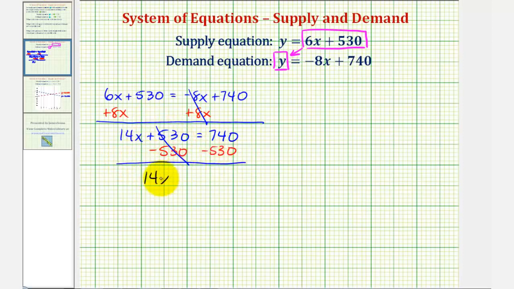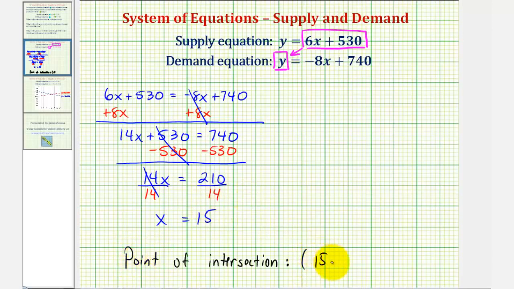So we have 14x equals 210. And now we divide both sides by 14. So we have x equals 15. Which means for the point of intersection, we now know the x-coordinate is 15. So to find the y-coordinate, we'll substitute 15 for x in either of the original equations.